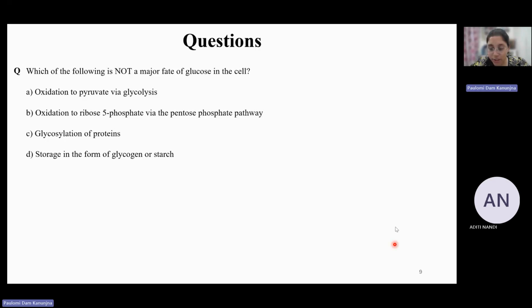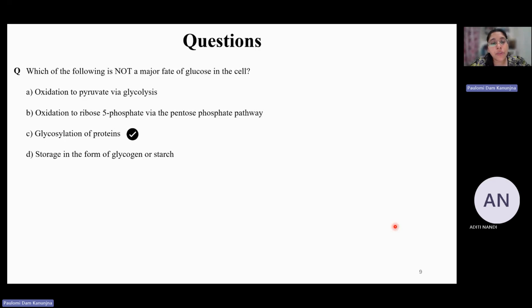C, glycosylation of protein. And why is that? As Aditi guessed it right. So the first one says oxidation to pyruvate via glycolysis is exactly what we are studying, right? So your glucose breaks down to form pyruvate via the glycolysis pathway, and it does take place. So that's a major phase. The second pathway is the pentose phosphate pathway, via which it gets oxidized to ribose 5 phosphate. This is used for nucleotide synthesis. So that's also a major phase.